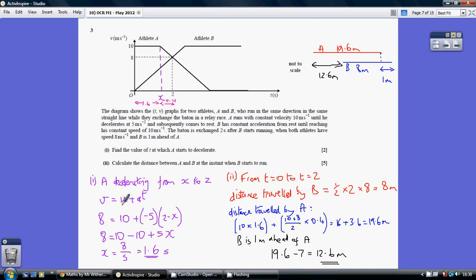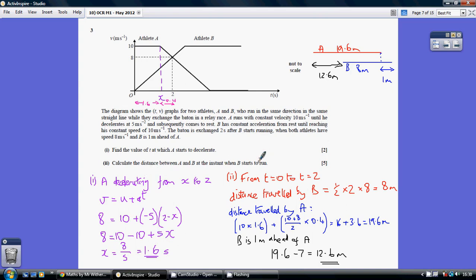Now v equals u plus at. We know our initial speed was 10. Our final speed is 8. We're decelerating at 5 meters per second squared, so that's an acceleration of -5, and we know the time taken is this length here, which is 2 minus x. So substituting that in, we get this. Working our way through the algebra, we can work out that x is 1.6 seconds.